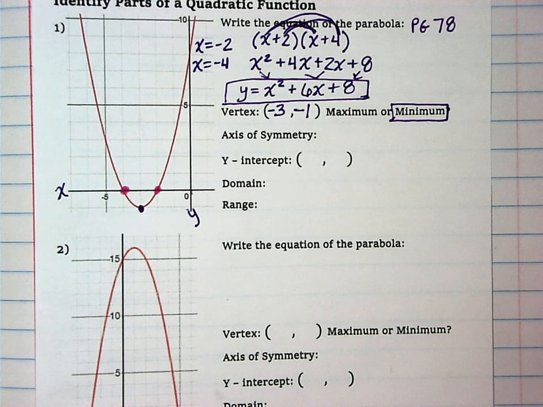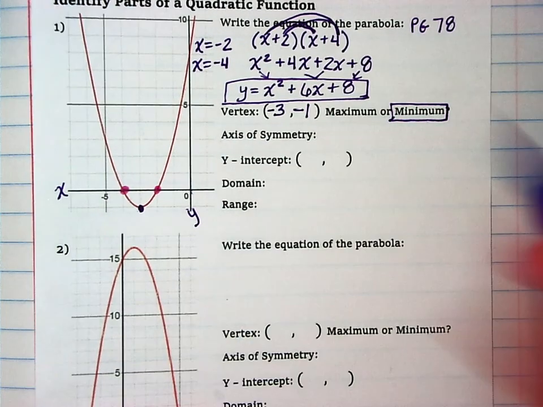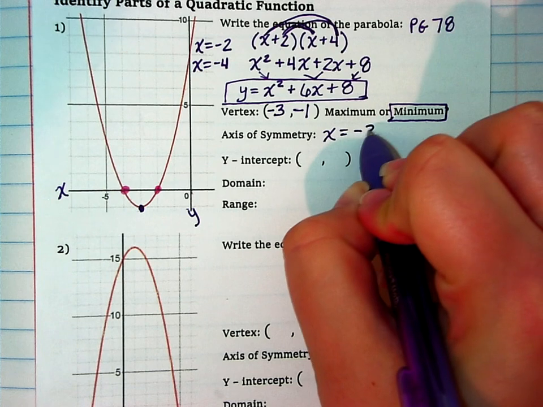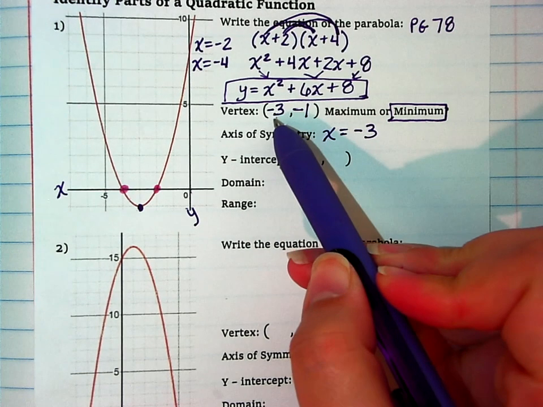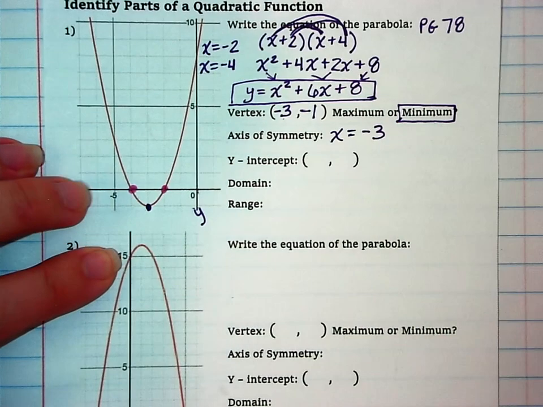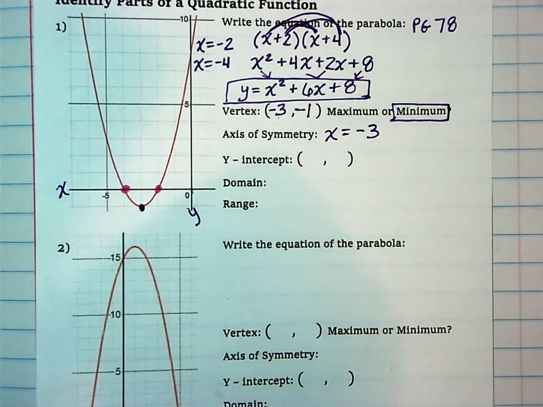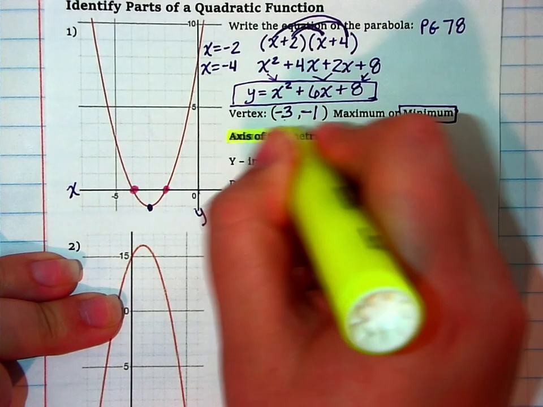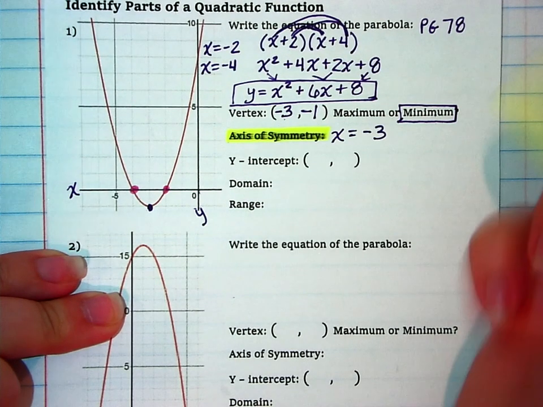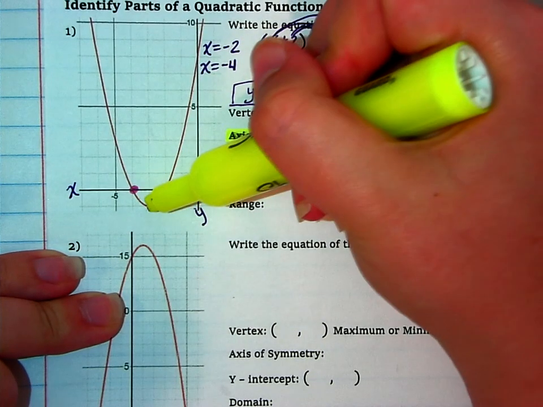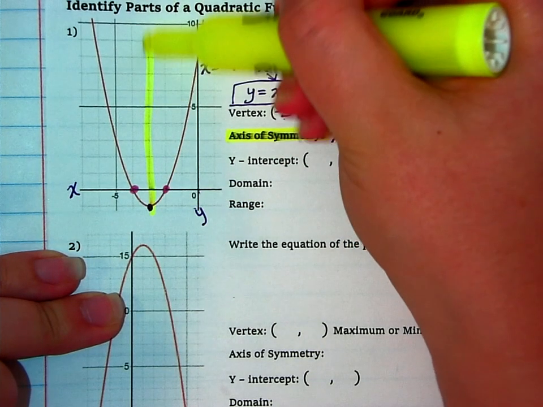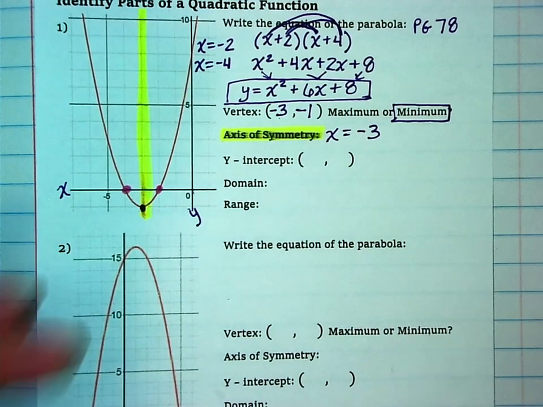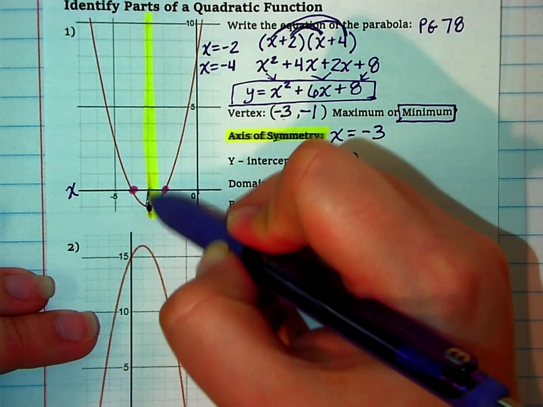Okay, if that is our vertex, that means the axis of symmetry is x equals negative 3. Remember, it's always the x value of your vertex. The axis of symmetry is the line, ooh, goodness, not smeared, the line that divides the parabola right in half. So that would be at negative 3 on the x-axis.